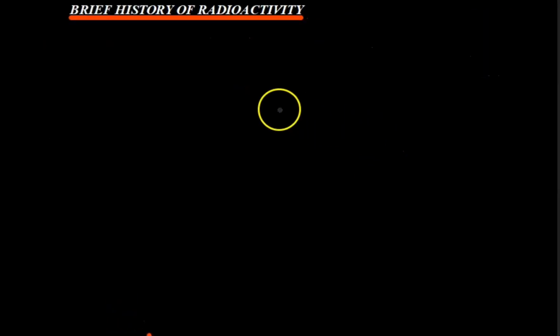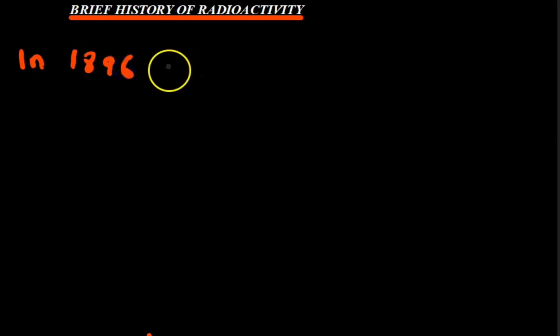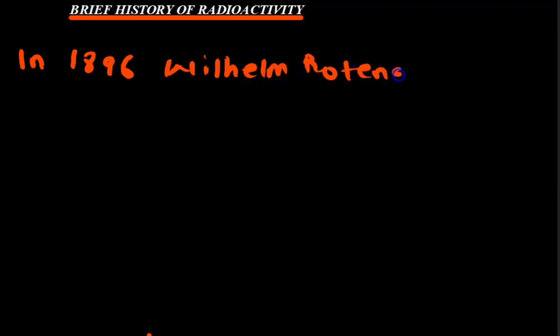Now, let's go over a brief history of radioactivity. In 1896, a scientist named Wilhelm Roentgen discovered X-ray, and this was the first step to the discovery of radioactivity. He discovered it by examining rays emitting from the outside of a cathode ray glass tube, and this was how X-ray was discovered, also called the Roentgen ray.